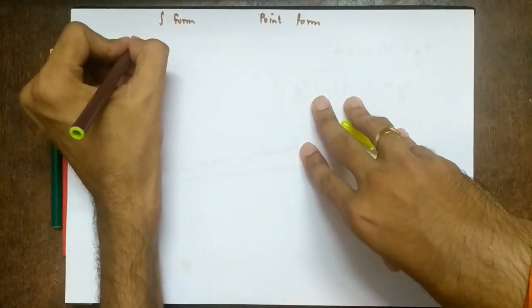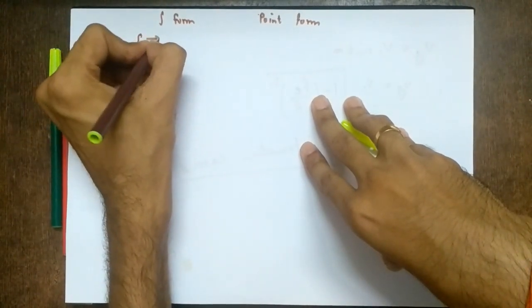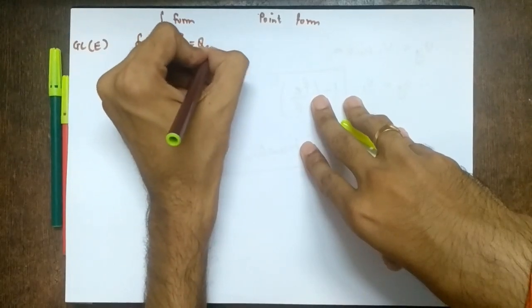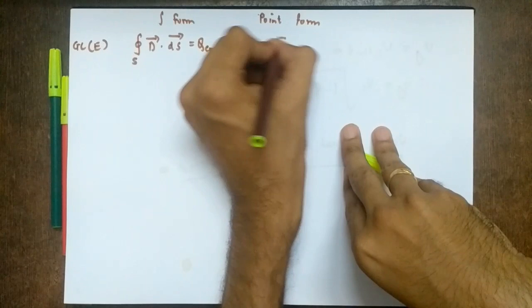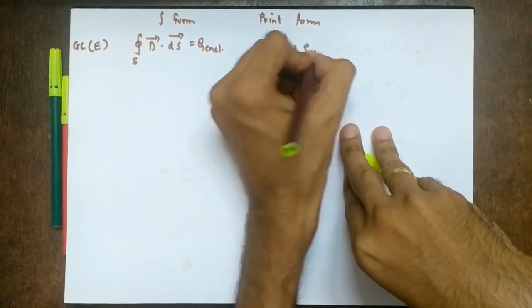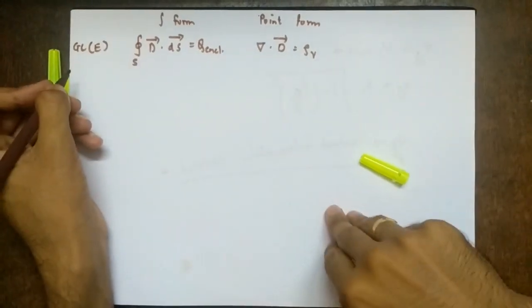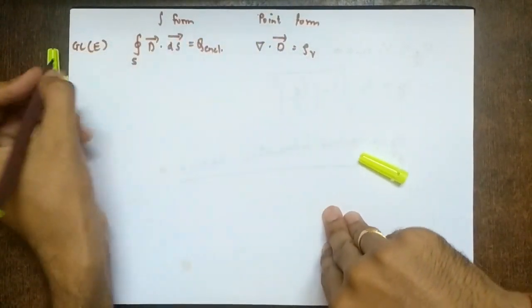So what was the equation? Closed surface integral of D vector dot dS vector equal to Q enclosed. And in point form, after applying which theorem? Divergence theorem, we got it as del dot D vector equal to rho v. And what is rho v? Volume charge density. Again, units are important for this course. What is the unit? Coulomb per meter cube.